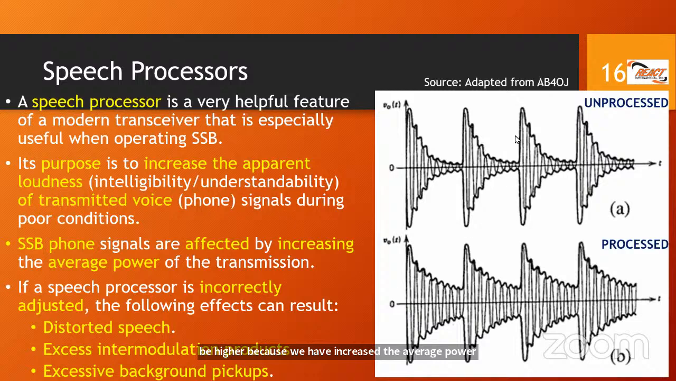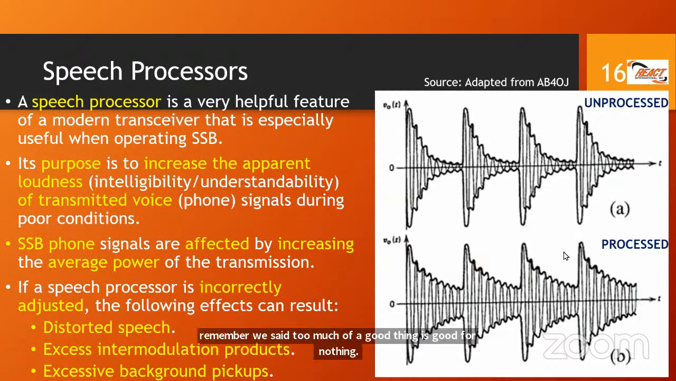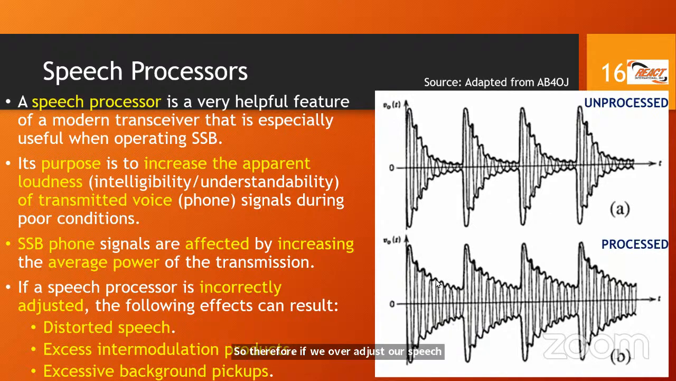Another exam question will say, what happens if you incorrectly adjust the speech processor? Remember we said too much of a good thing is good for nothing. If we over adjust our speech processor and drive our transmitter too much, we can get distorted speech, which is not a good thing at all. No one will understand us if we are distorted, or we'll have to repeat our transmissions, and that's not good, especially in an emergency situation. You want to be just right, optimized. You don't want to be too low, and you don't want to be too high. So one of the effects of incorrectly adjusting your speech processor is distorted speech.